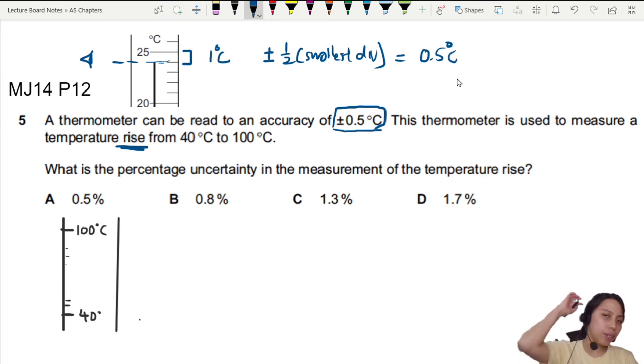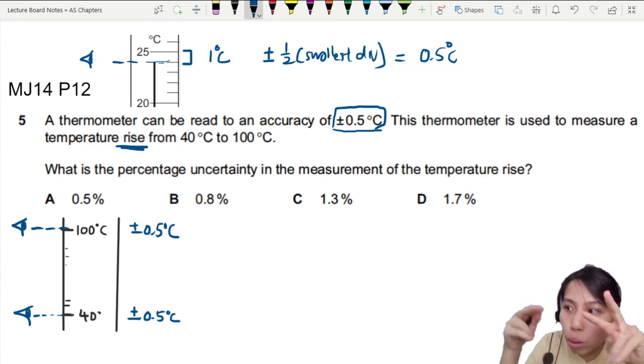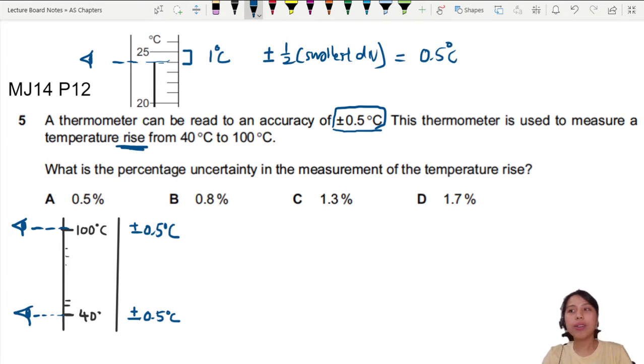So how's the uncertainty going to work? When you are reading a change in temperature, the first reading you are looking at is actually at 40. So when you look at the 40, you make the first reading. That's going to have an uncertainty of plus minus 0.5 Celsius. Then the temperature increases and reaches 100. Then you look again. You put your eye there. There's another uncertainty there, plus minus 0.5 Celsius. So your eye looks 2 times, which means double the uncertainty.